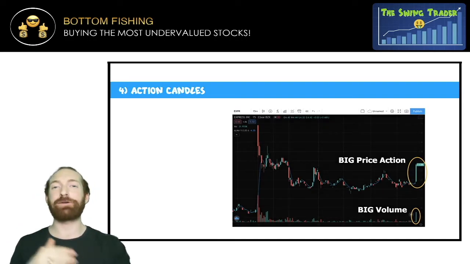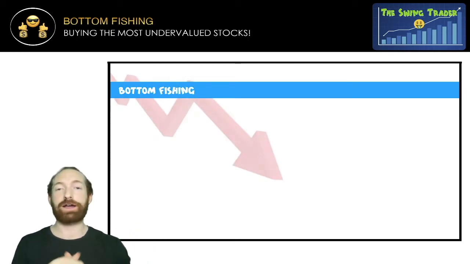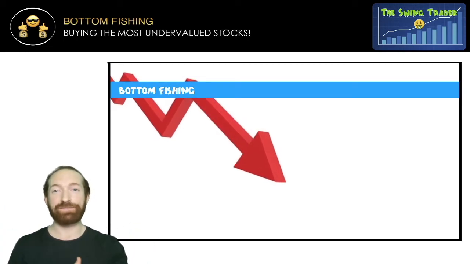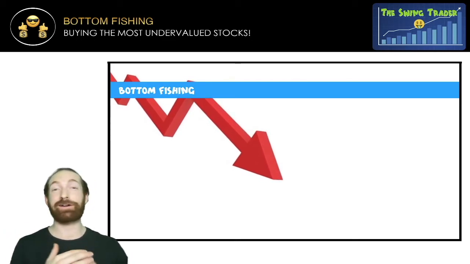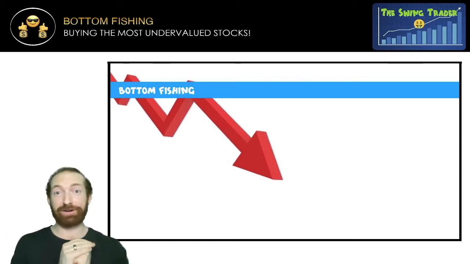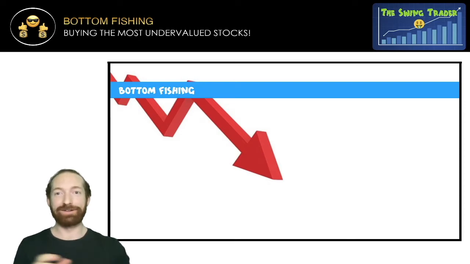Now that we know all the lingo, what does bottom fishing mean? It's basically a strategy that refers to buying stocks that are significantly undervalued. We're talking stocks that are heavily out of favor, ones that have tanked. So let's jump into two examples.